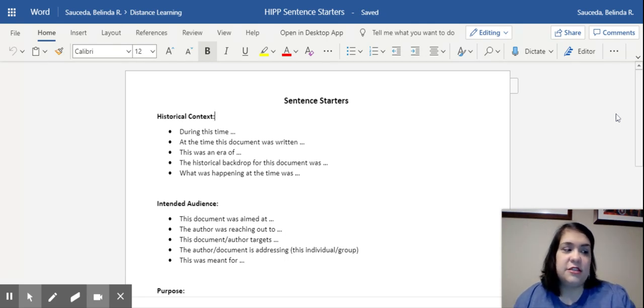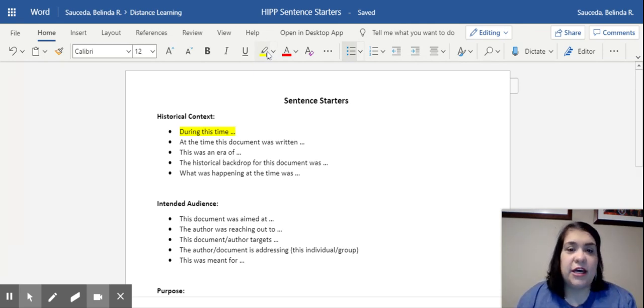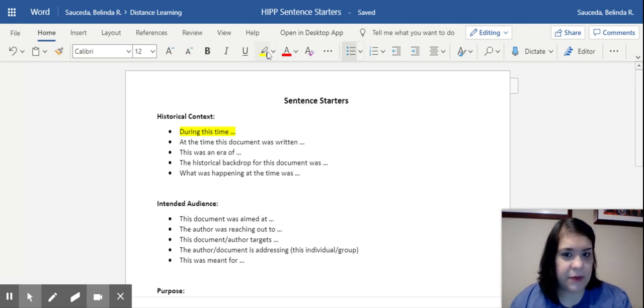So historical context, if you look here, during this time, and I'm going to highlight it right here, this one is the one that most use. During this time, at the time the document was written, this was an era of, so you could think of anything. So let's say the Declaration of Independence. During this time, what happened? The colonists were faced with strife. They were angry at the British policies. Salutary neglect had kicked in and then left. All of these are on there.